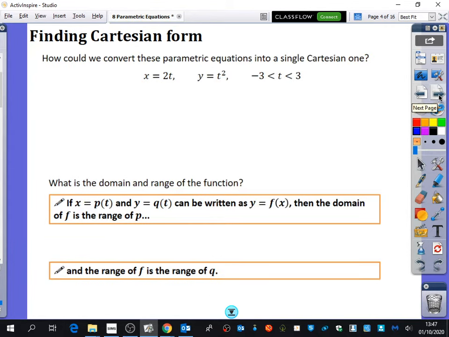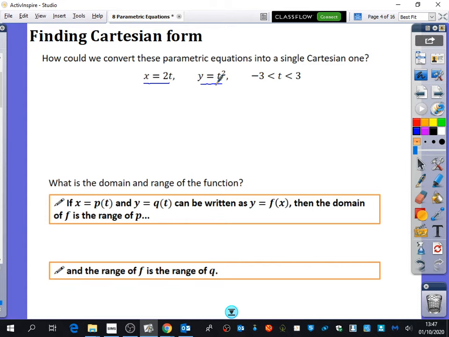And to find the Cartesian form of an equation, well, Cartesian equations only have x and y together. And we're going to try and convert these parametric equations into a single Cartesian one.